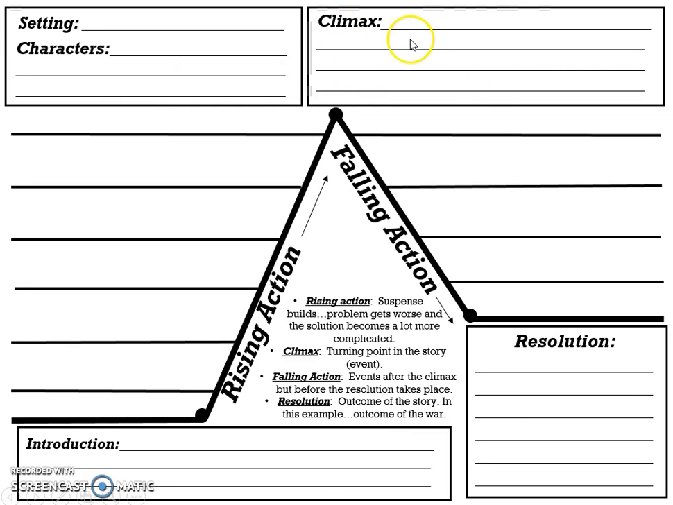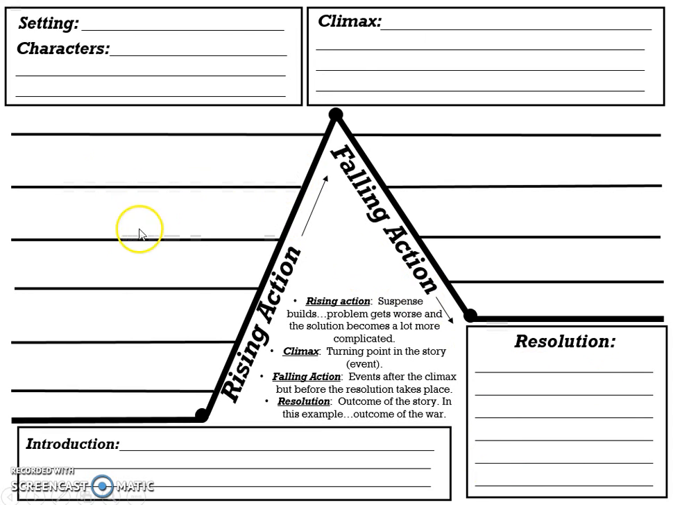Now your climax piece up here is the turning point. In this situation, you want to think what was it that really changed from the causes to the actual war. And then you want to think here your falling action are the events after the climax, but before the resolution takes place. Now, the resolution, which you'll fill in here, is usually found near the very end of a story or a reading. It's kind of like after the fact.